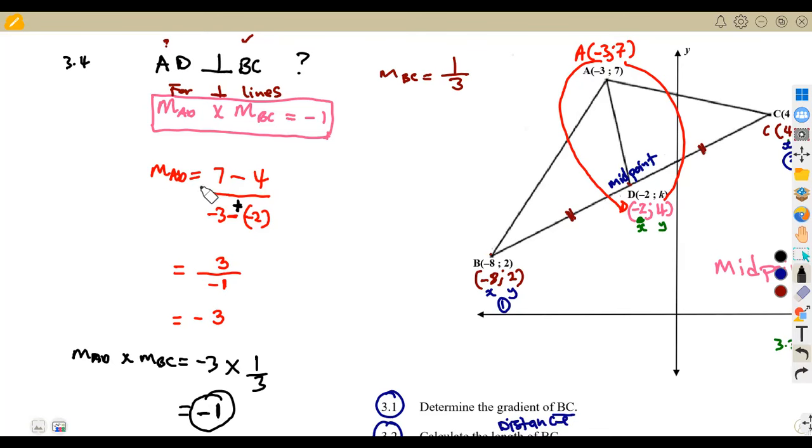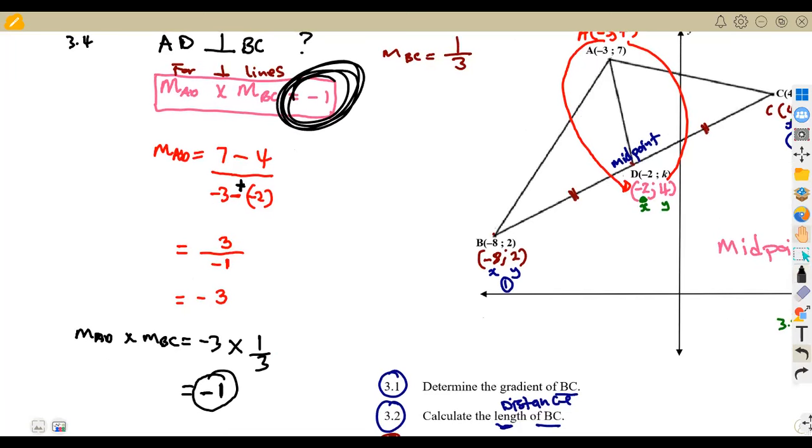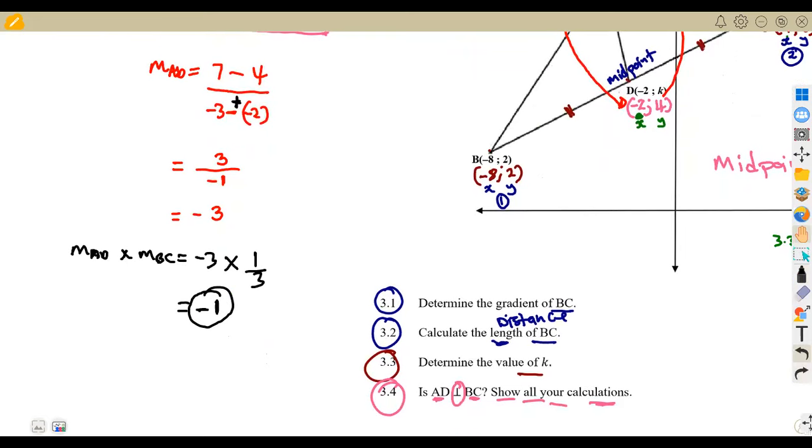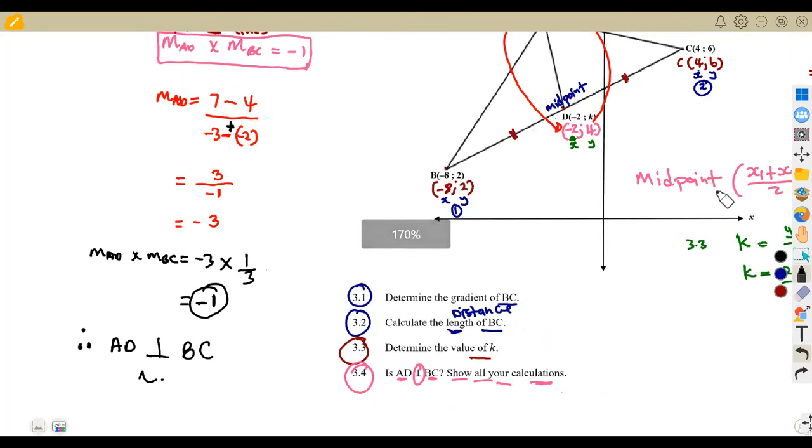So that means these two lines are perpendicular. It can only happen with perpendicular lines that the product of the two gradients gives us -1. If they are parallel, they have the same gradient, but these ones give us a product of -1. So we are saying AD is perpendicular to BC, which is true, because the product of their gradients gives us -1.